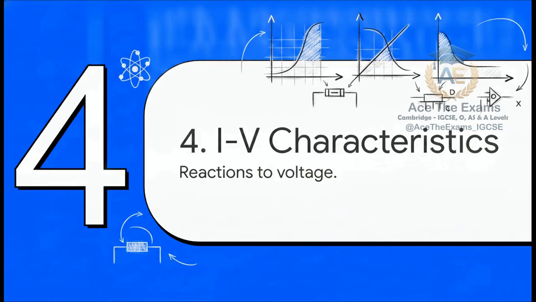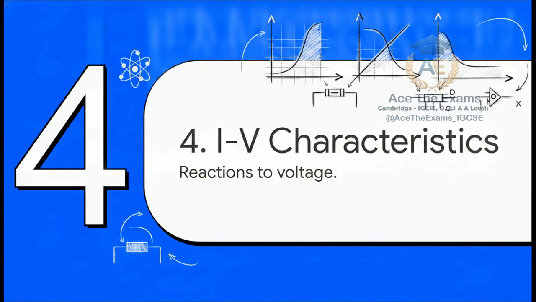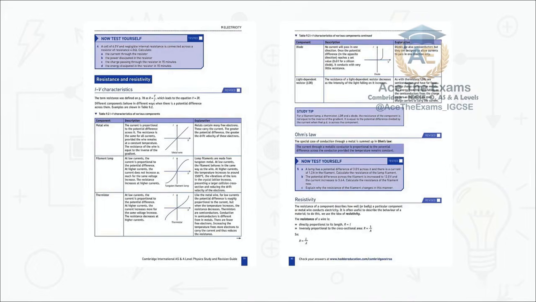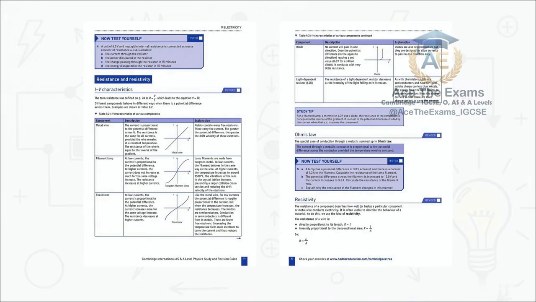Moving right along to Section 4, Component IV Characteristics. We're going to look at how different materials react when potential difference is actually applied across them. Not every material behaves the same way when you crank up the voltage. This is a prime area for long answer questions.